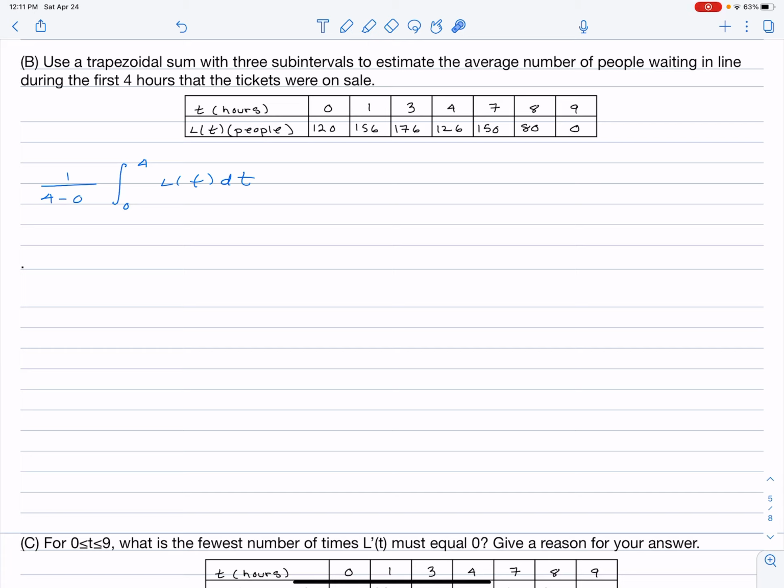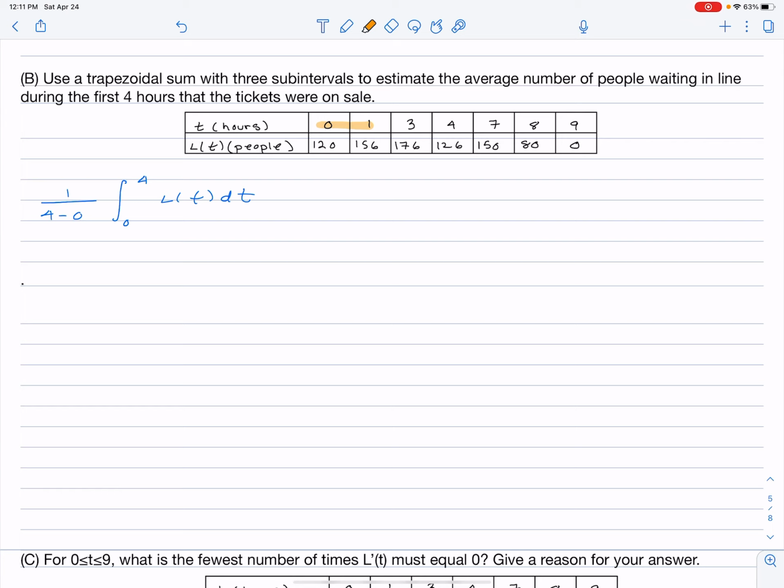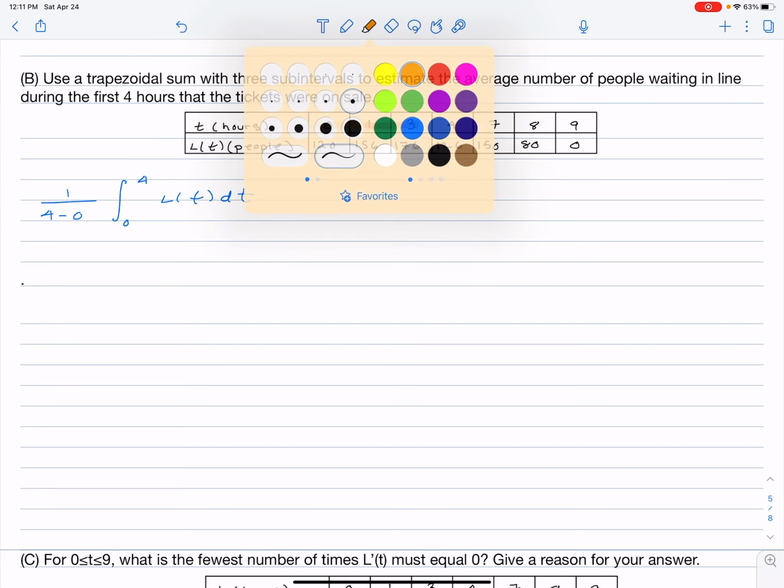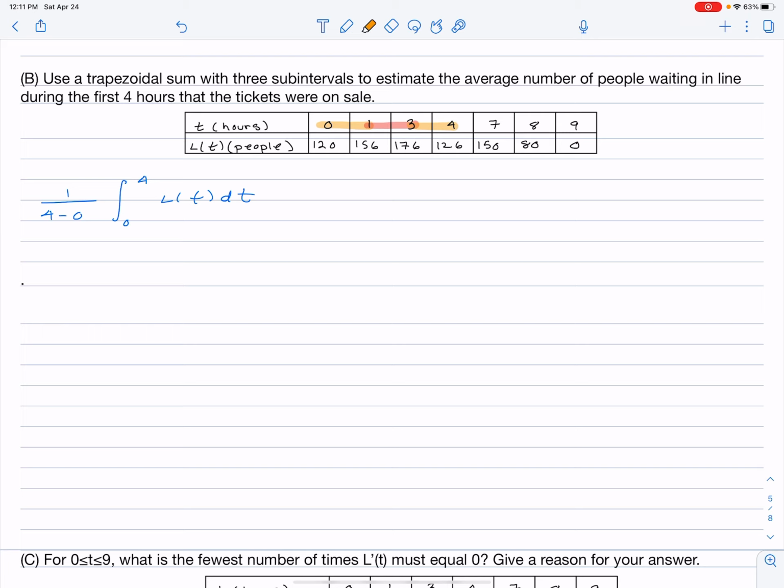So they want us to break this trapezoidal sum into 3 subintervals. Now remember, when it's a trapezoidal sum, those intervals don't have to be the same. We're just using trapezoids to determine. So for example, one trapezoid will have a base from 0 to 1. Another trapezoid would have a base from 1 to 3, so 2 units. And then finally, a third trapezoid would be from 3 to 4. That's 3 trapezoids, and this base is 1. So let's go and do that.